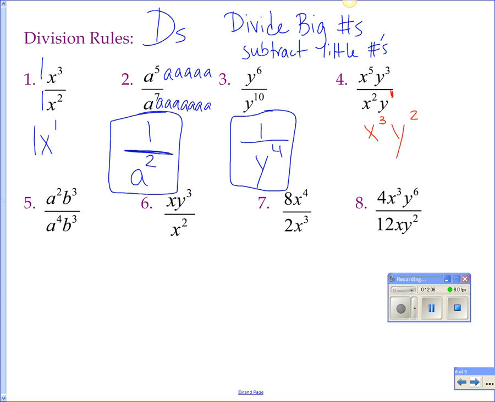All right, on number 5, Chuck, what am I going to do with the 2 and the 4? Very good. So what's 4 minus 2? 2. Chuck, are there more A's on the top or the bottom? So I'm going to put A to the 2nd on the bottom. A to the 2nd on the bottom. Andrea, what do I do with the 3 and the 3? What's 3 minus 3? 0. So those cancel out. Jesse, what can I put on top right here to hold my place? Very good. Okay.